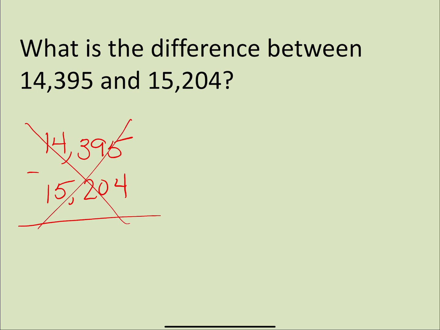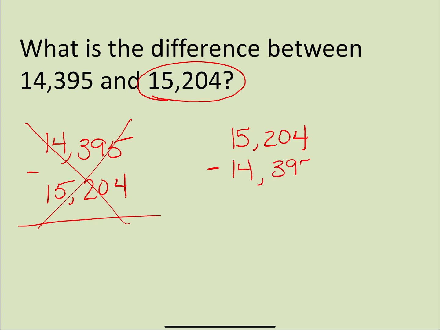You have to remember that we start with our whole. We start with our bigger number. Our bigger number is 15,204, and we are finding the difference from 14,395. Again, lining up your numbers is incredibly important, and you need to make sure that you're always doing that. We're going to start with our ones. Can I take 5 ones from 4? I can't. So when I go to regroup, I'm going to have to regroup not using the tens, but starting with my hundreds.